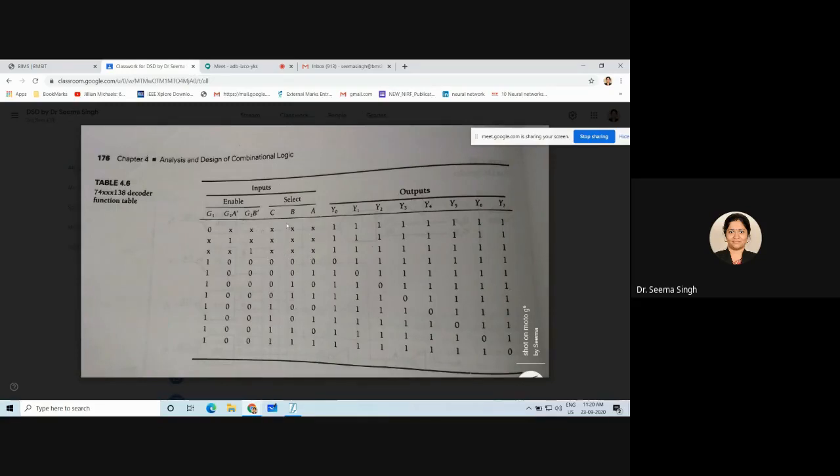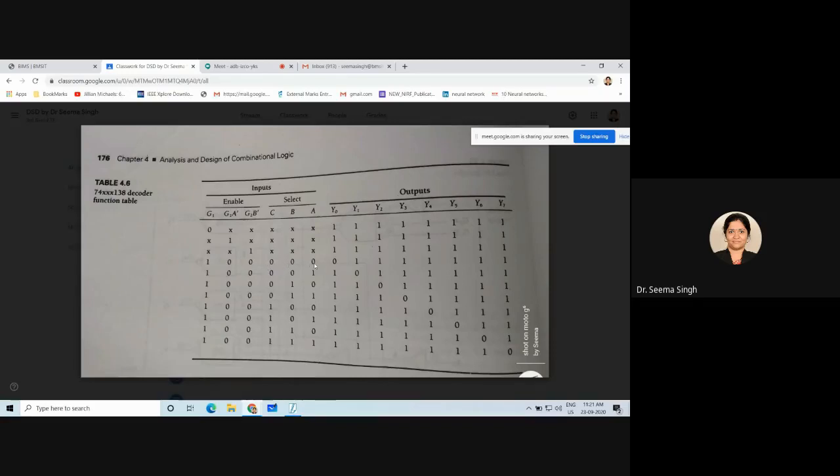A, B, C will be don't care in all these conditions when your G2A dash and G2B dash are not 0 and G1 is not a 1. So till 3 rows, all the outputs will be high, high, high. That means it is not enabled, not in a decoding mode, not working as a decoder. But as soon as G1 becomes 1, and G2A dash and G2B dash become 0, 0, it is enabled. So it forms a normal decoder now.